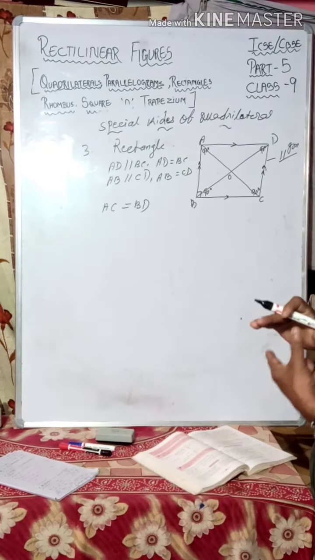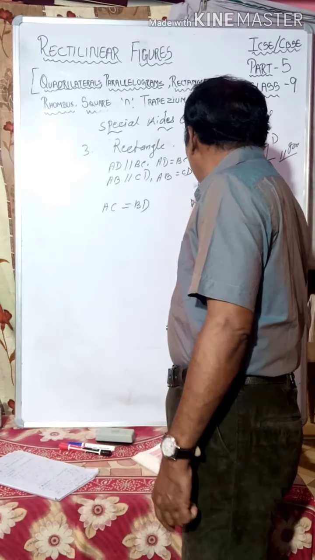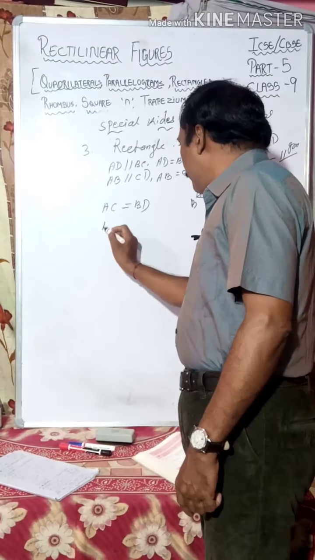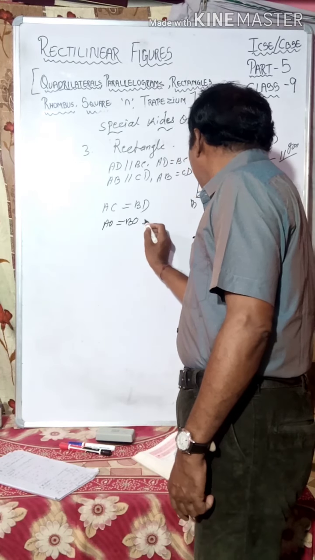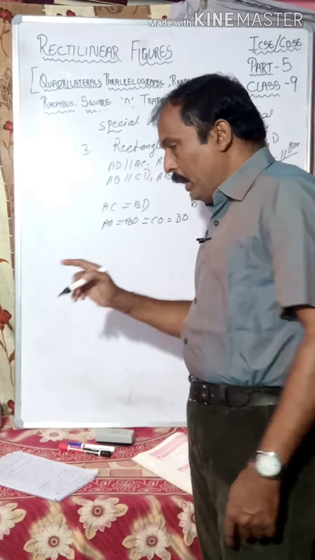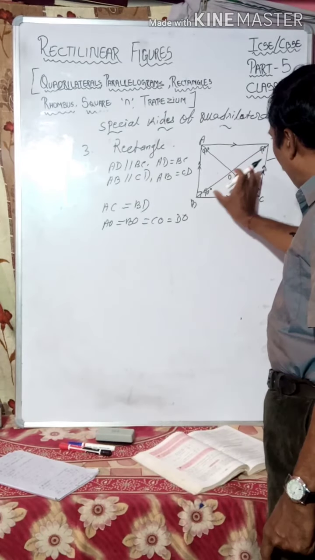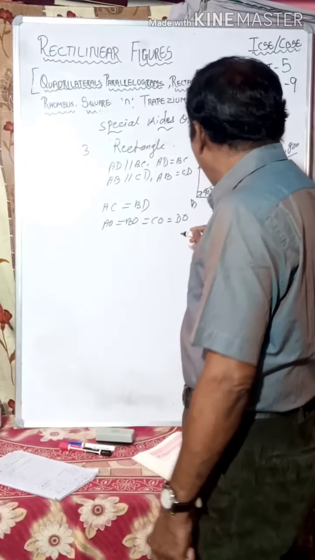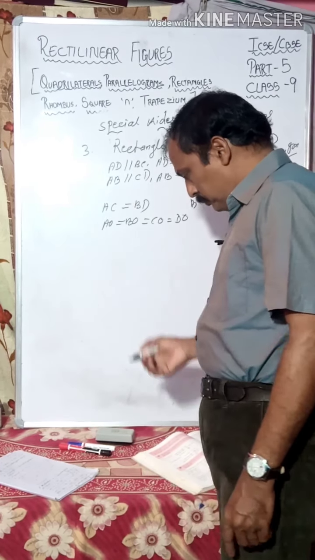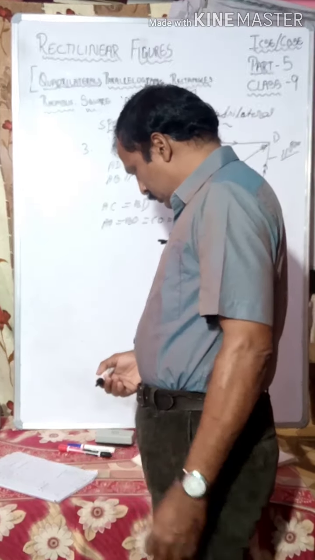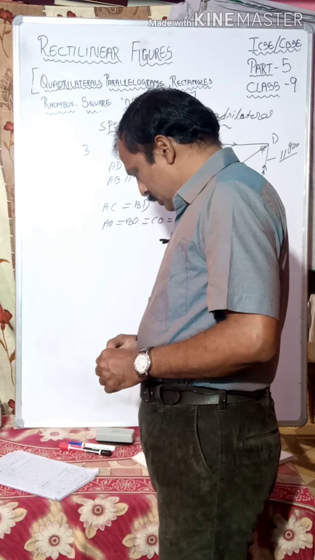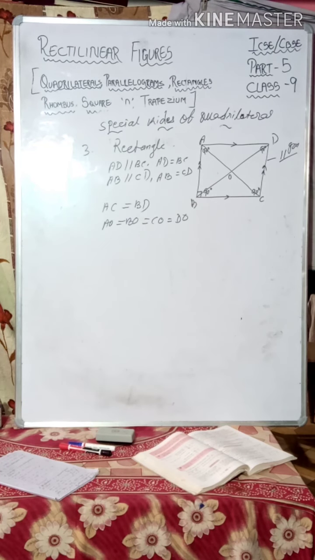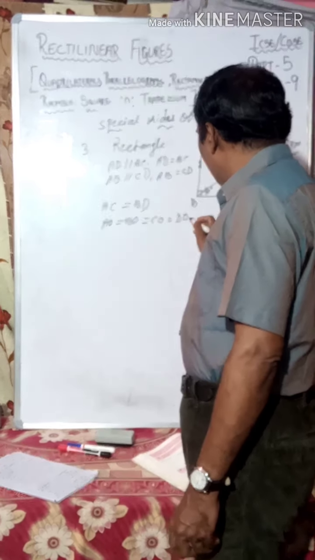The measurements of the two diagonals are equal, and the diagonals bisect each other at the center, means AO is equal to BO is equal to CO is equal to DO. But in a parallelogram, AO is equal to CO and BO is equal to DO. But in a rectangle, AO is equal to BO is equal to CO is equal to DO. This much in a rectangle.